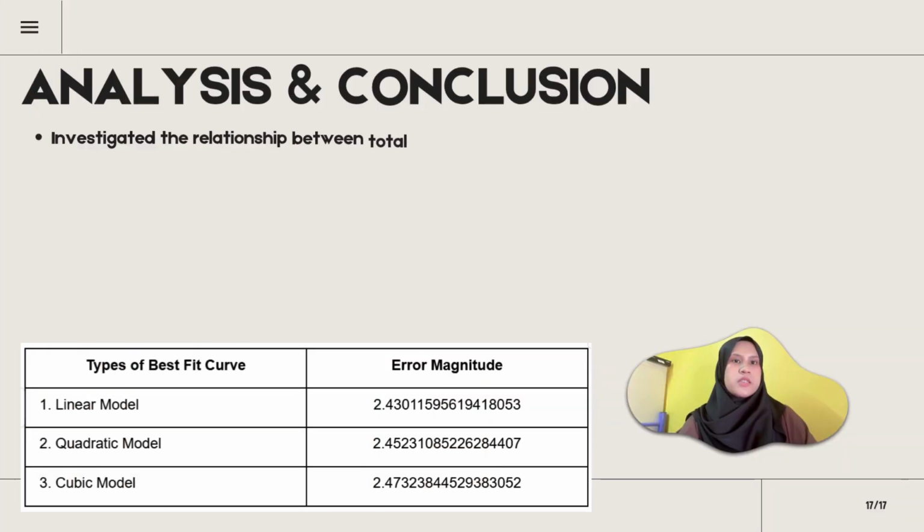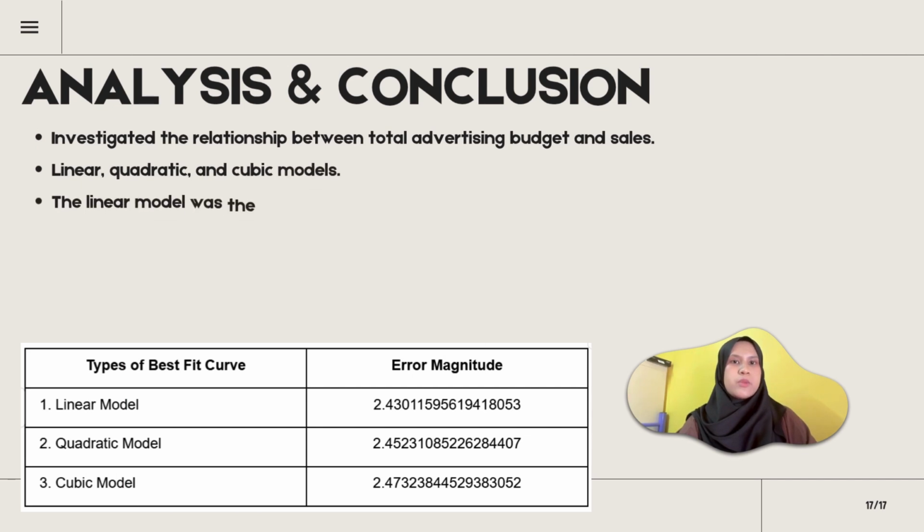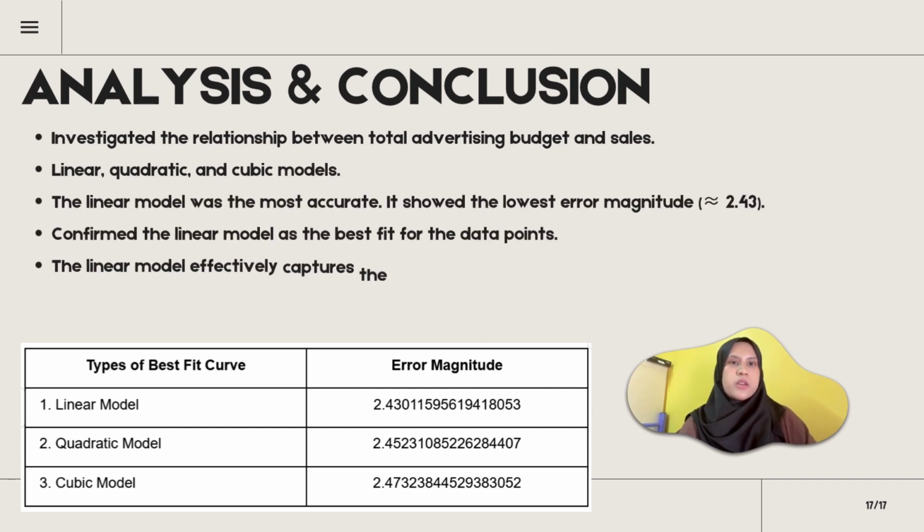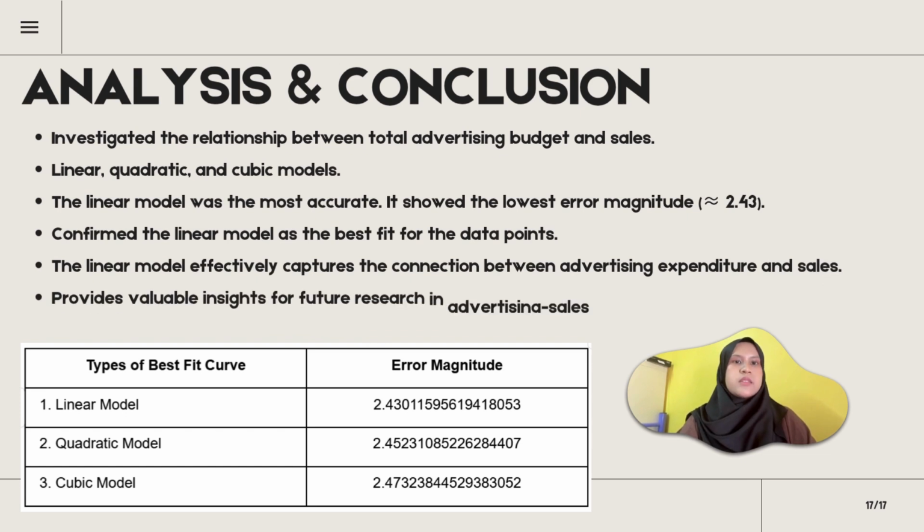In conclusion, this study investigates the relationship between total advertising budget and sales using linear, quadratic, and cubic models. As a result, the linear model proved to be the most accurate since it showed the lowest error magnitude, which is 2.43. This finding was further supported by graphical analysis, which visually confirmed the linear curve as the best fit for the data points.